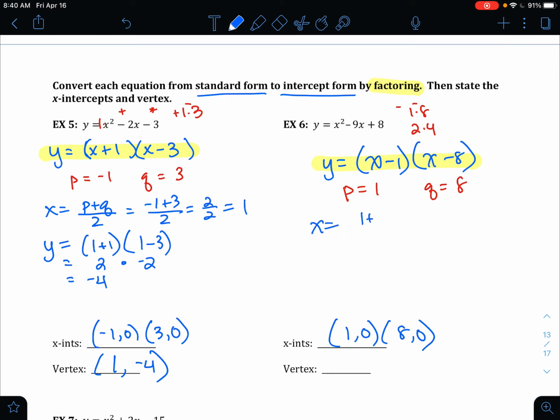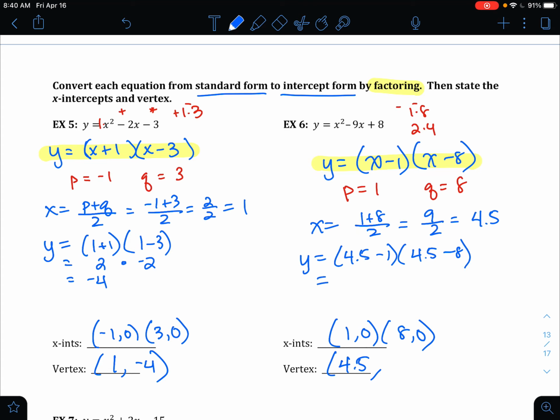All right, I need to calculate the x-coordinate. I'm going to do 1 plus 8 divided by 2. I'm averaging them. So this is the decimal, that's okay, 4.5. So let's plug in 4.5 for x's. So 4.5 minus 1, 4.5 minus 8. And I'm just going to run that through my calculator real quick here. So that gives me a negative 12.25. So completing my vertex, negative 12.25. And so here are your intercepts and your vertex.